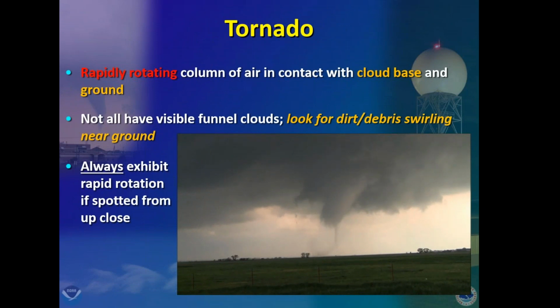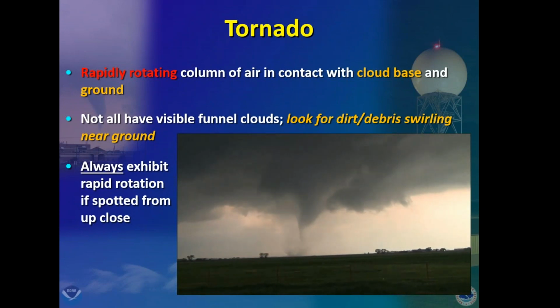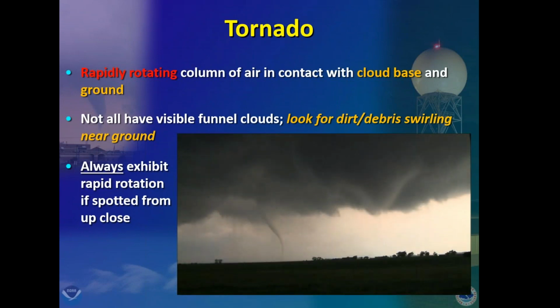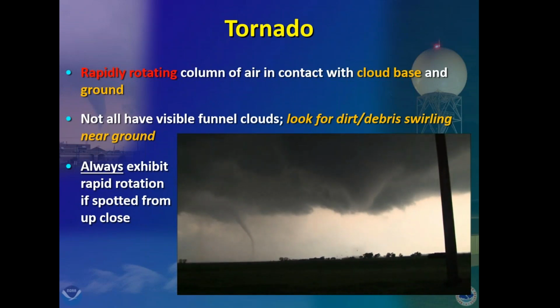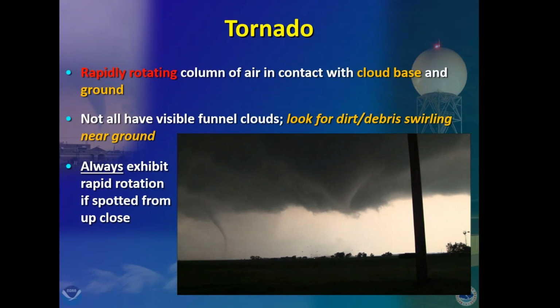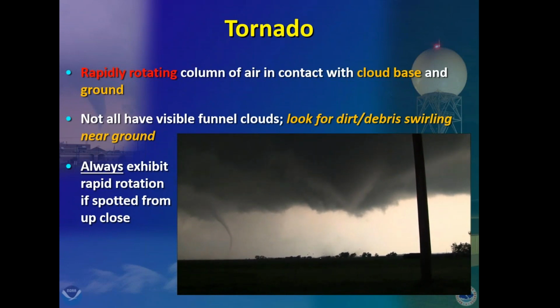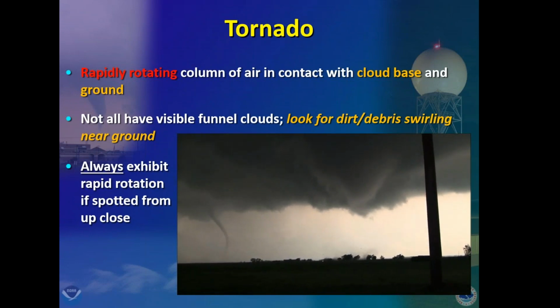As far as the tornado goes, the tornado is a rapidly rotating column of air that is in contact with the cloud base and the ground. So whereas the funnel cloud is not in contact with the ground, the tornado is. So we may not have visible funnel clouds right away. So in terms of spotting tornadoes, don't key in on the condensation funnel, because the condensation funnel is going to be likely the last thing you see with the tornado developing.